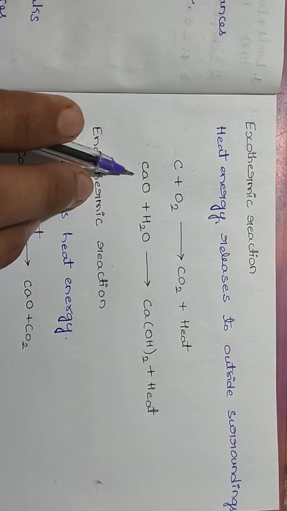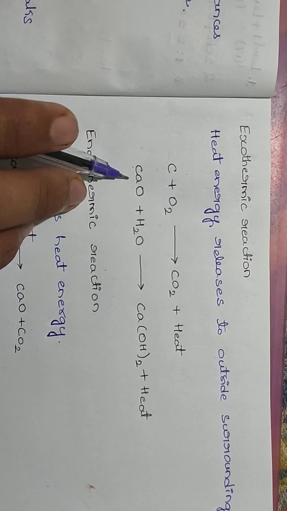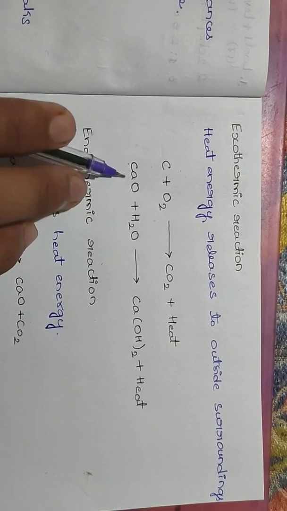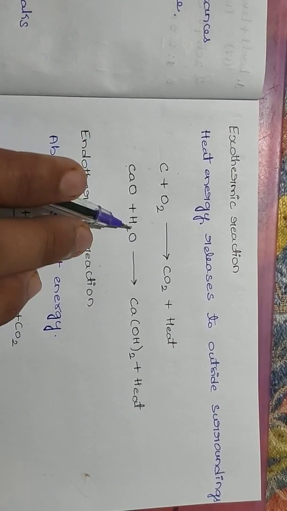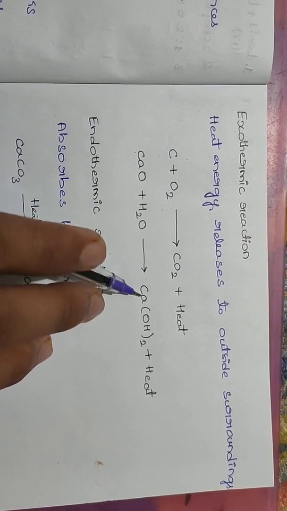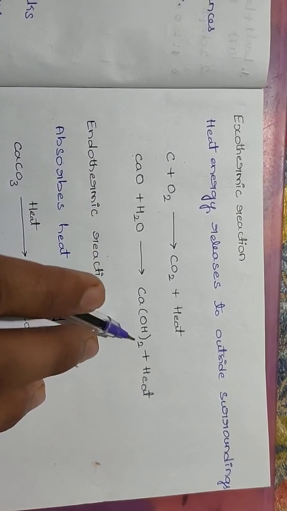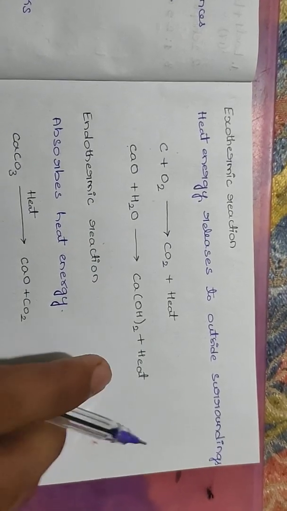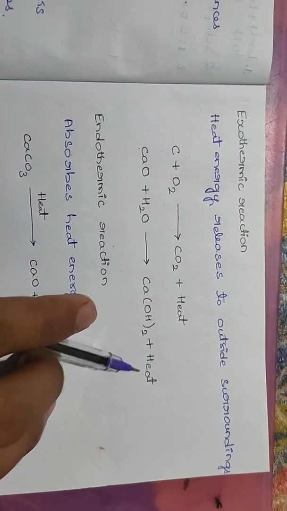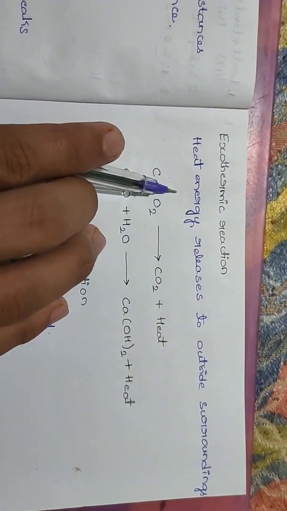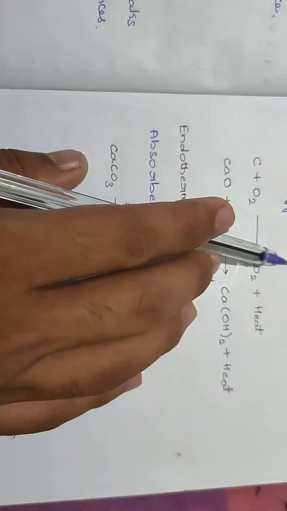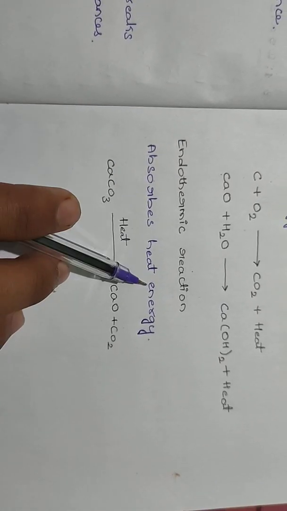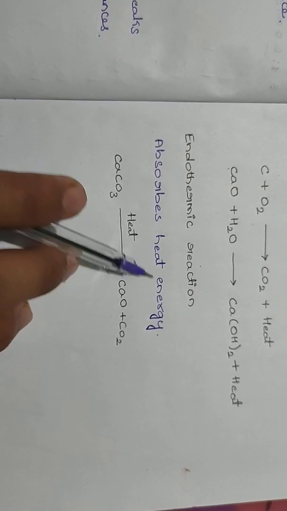Similarly, as you have seen in this experiment, calcium oxide, also known as quicklime, when it reacts with water gives rise to Ca(OH)2, calcium hydroxide, and some amount of heat is released. In an exothermic reaction, heat is released or liberated. In an endothermic reaction, heat is absorbed.